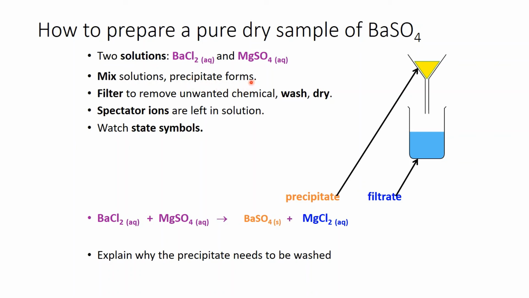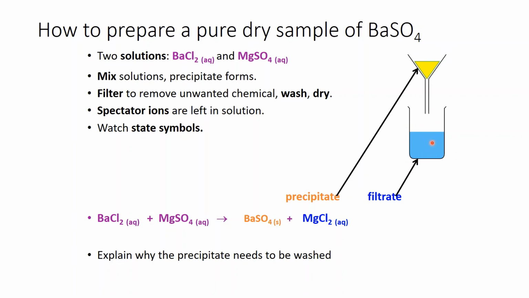You then filter that through a usual filter funnel setup. I wish I'd shown this with a conical flask, but you can do it going into a beaker. A conical flask would be easier as you wouldn't need to clamp your funnel here. And what you'd find is that your precipitate would be barium sulfate, whereas the filtrate, the material that washed through, would be magnesium chloride. And you'd need to wash the precipitate carefully, because your spectator ions would remain in solution.